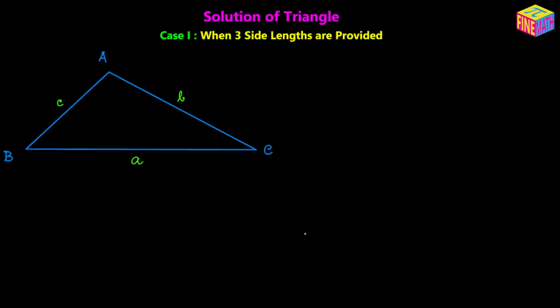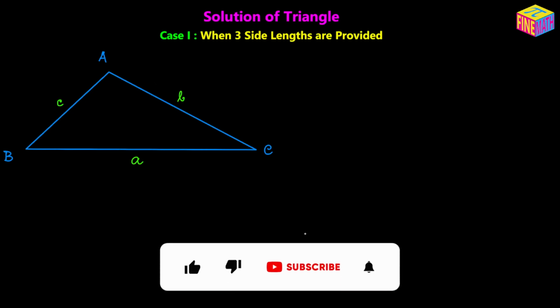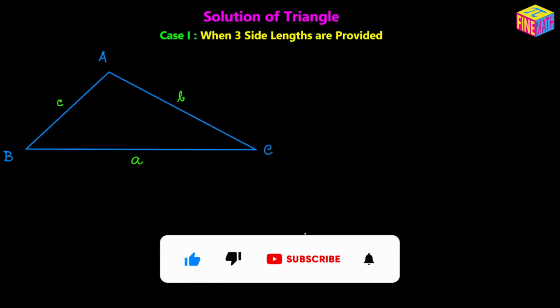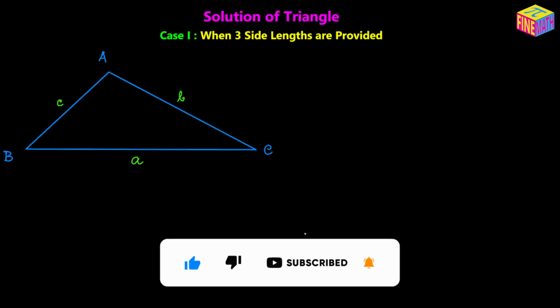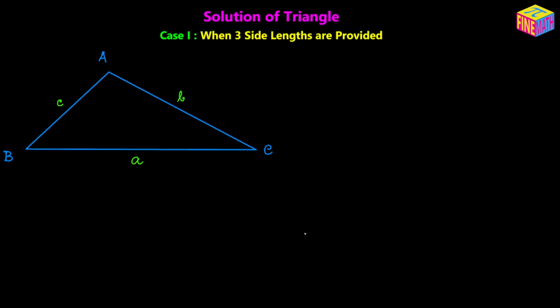Hi everyone. In this video, we are going to discuss how to solve a triangle when three side lengths have been provided. First we have to understand what is meant by solving a triangle. A triangle has 6 elements, the 3 sides and the 3 interior angles, and if we have to solve for the triangle, we have to find the missing elements. So suppose we have been provided with 3 side lengths, then we have to find the 3 interior angles. That's what is called solving a triangle.